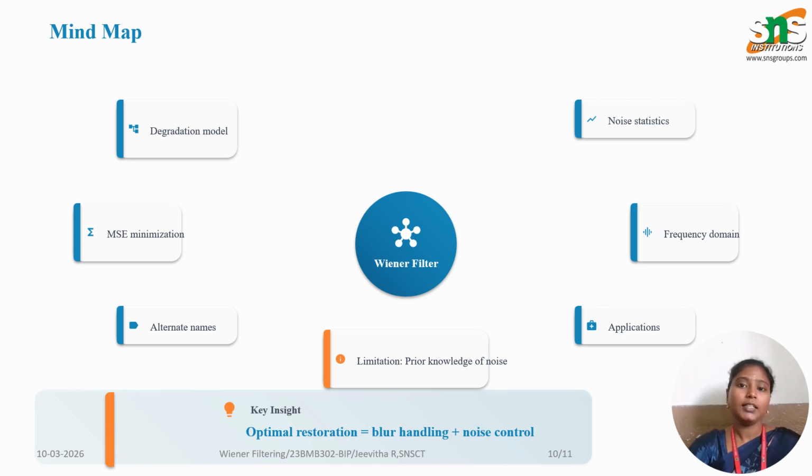Let us summarize the entire concept. Wiener filtering is based on the degradation model. It is non-heuristic and statistical, also called the mean square error filter, and it mainly works in the frequency domain. It has multiple names and a wide range of applications. However, one limitation is that it requires prior knowledge of noise characteristics. The key idea to remember is that effective restoration requires handling both blur and noise control.